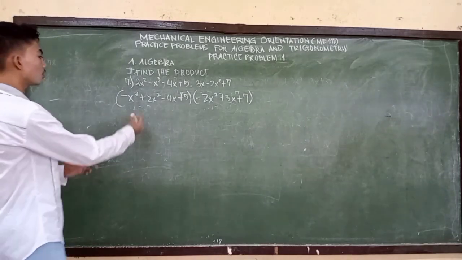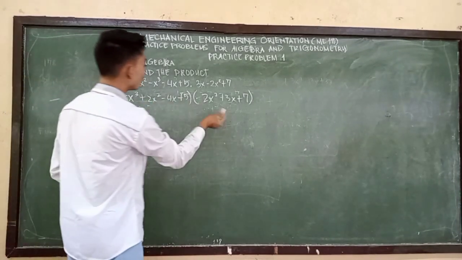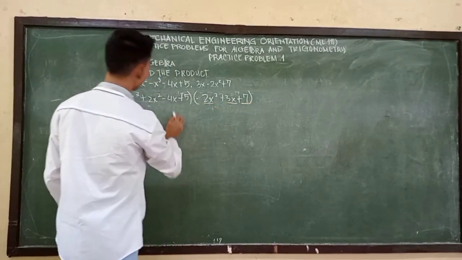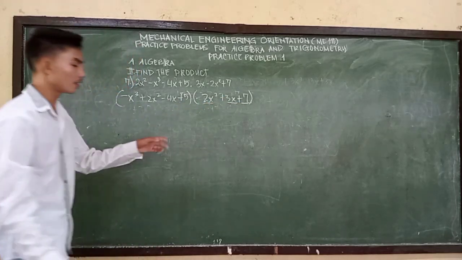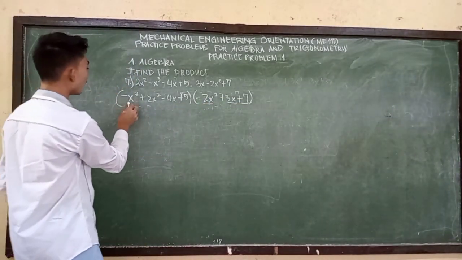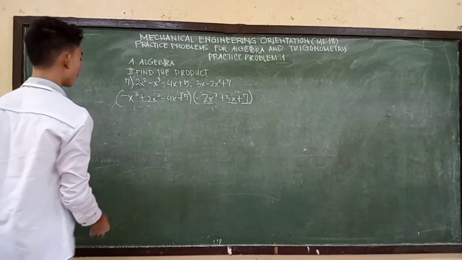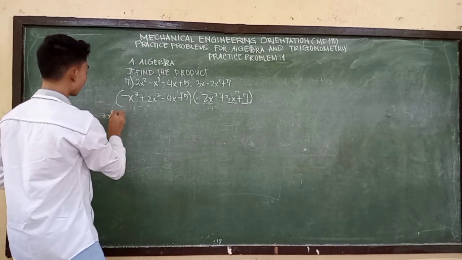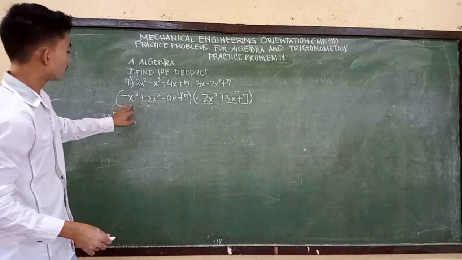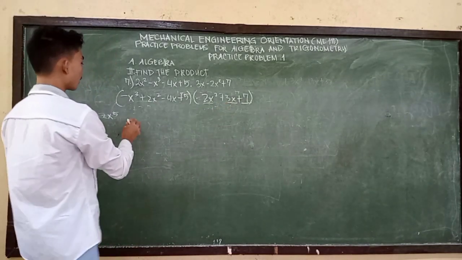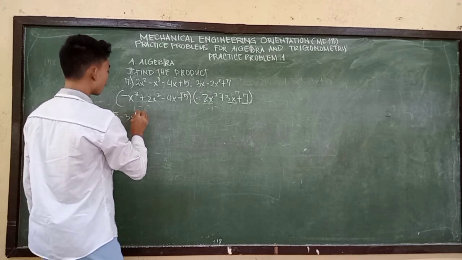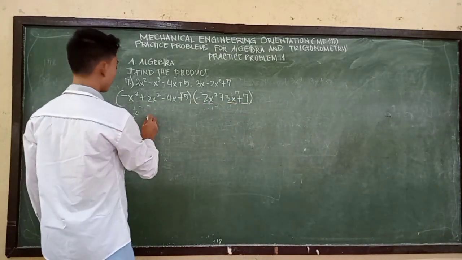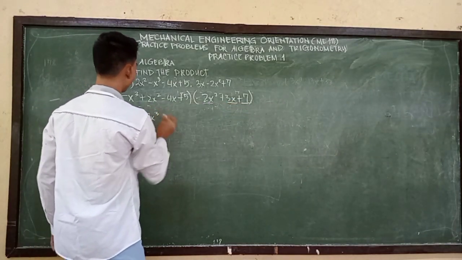What we will do is distribute negative x cubed with each term in this equation, and 2x squared with each term in this equation, and the negative 4x with each term in this equation, and then so on. So, negative x cubed times negative 2x squared will give us positive 2x to the fifth, and then negative x cubed times 3x will give us negative 3x to the fourth power. And then negative x cubed times 7 will give us negative 7x cubed.